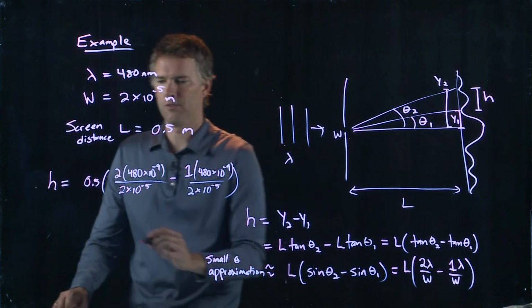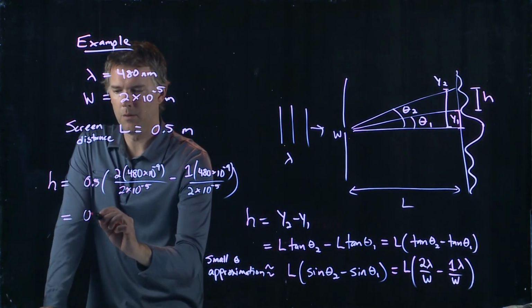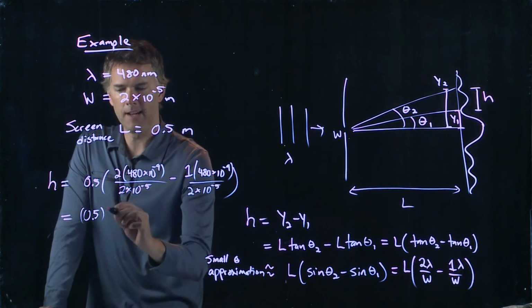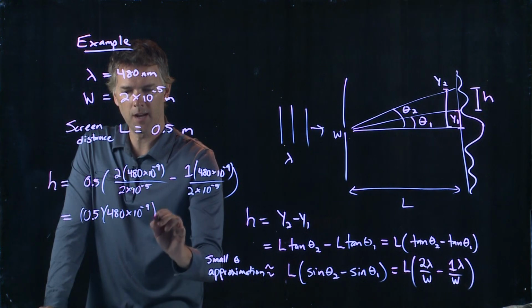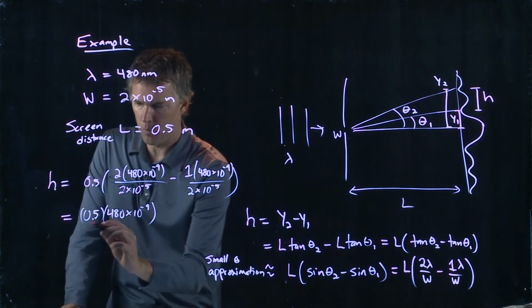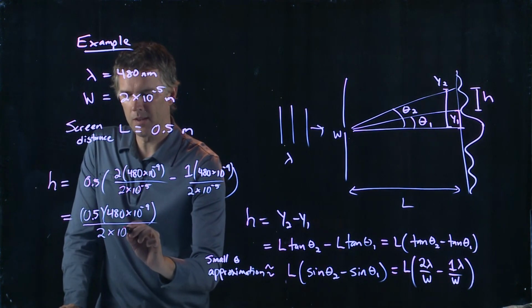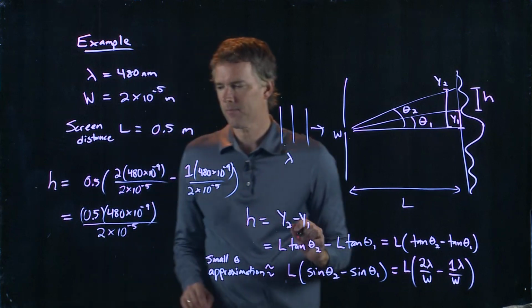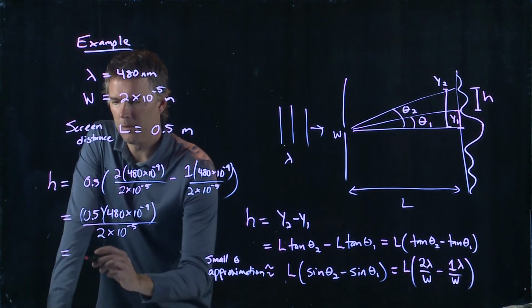Okay, so somebody punch this into your calculator and I will approximate it here. This is 0.5. We can factor out the wavelength, so we have 480 times 10 to the minus 9. And then 2 minus 1 is obviously just 1, and so we can divide this whole thing by 2 times 10 to the minus 5. All right, so somebody help me approximate this. Let's see what we get.